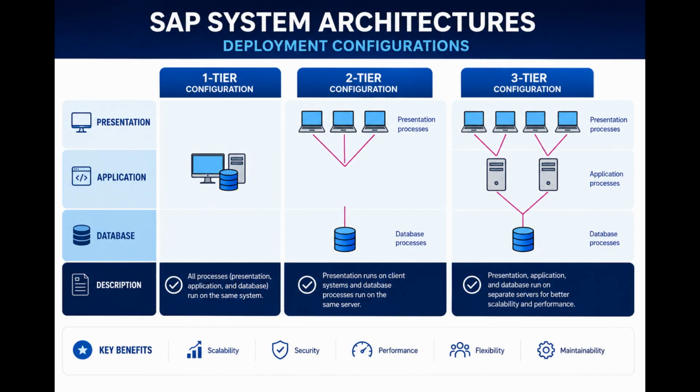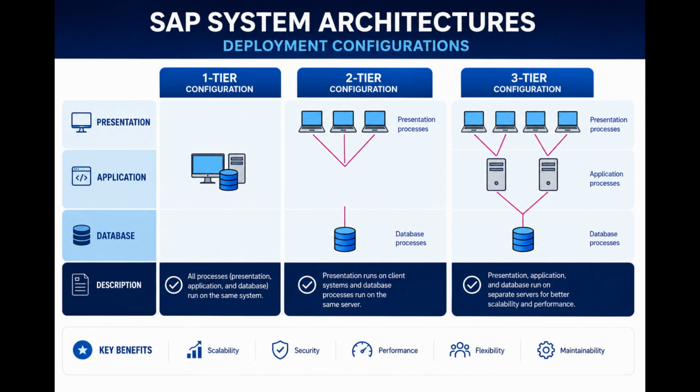Now, let us know about SAP architecture. There are three layers in SAP architecture: presentation layer, application layer, and database layer. If all these three layers are present in a single system, then it is known as a one-tier architecture.